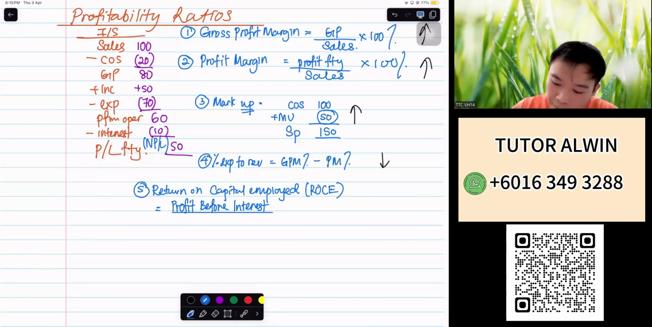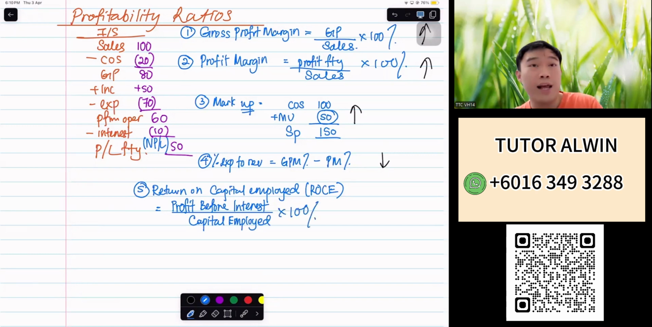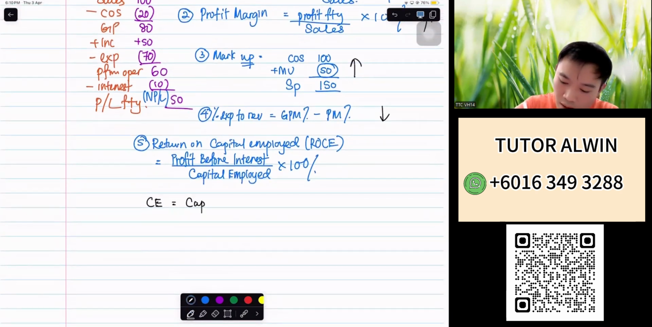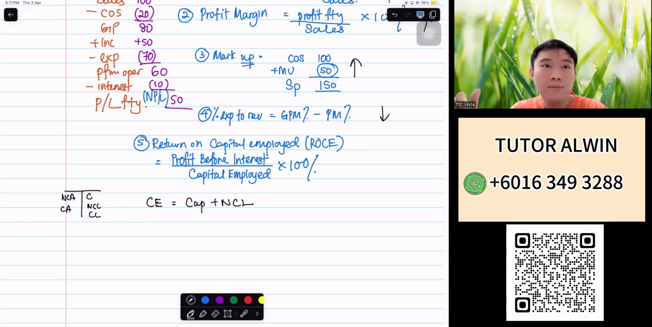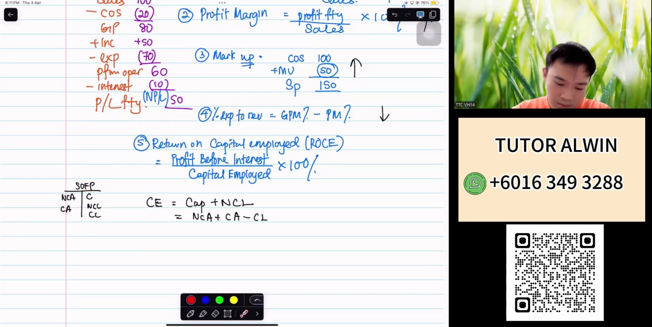Okay? Now, profit before interest divided by capital employed times 100 and you get a percentage at the end of the day. Okay, what is capital employed is given by a few formulas. It's your capital plus your non-current liability. Okay, your SOFP over here. It's your NCA, CA, C, NCL, CL. This portion. Okay, your SOFP, yeah. Here. And we'll also have NCA plus CA and minusing off your current liability. This one plus and minusing this off, then the leftover portion is this.